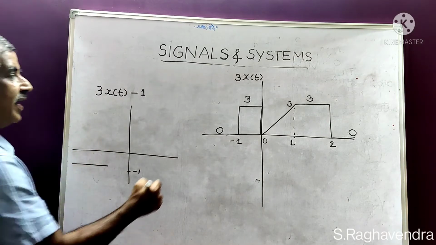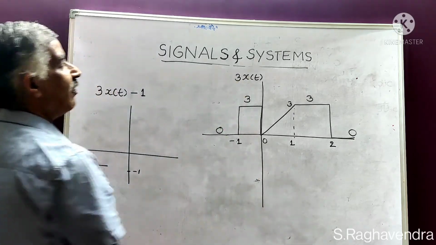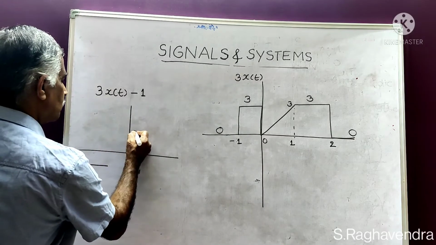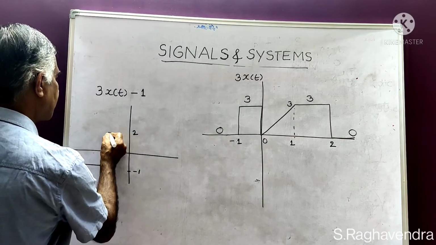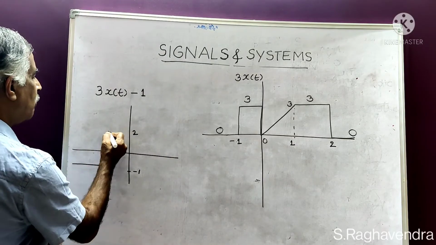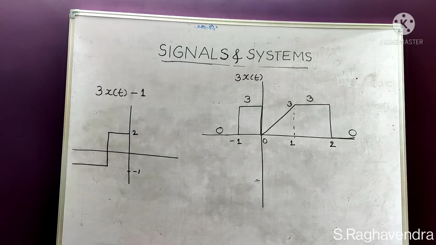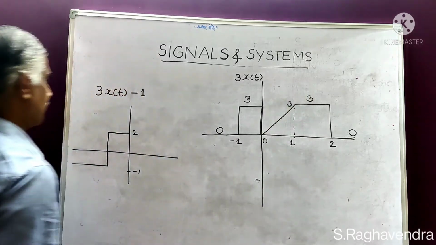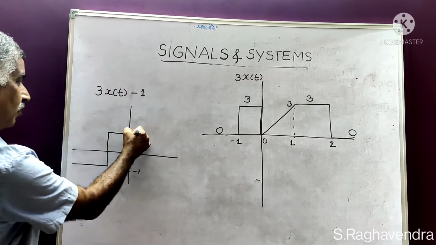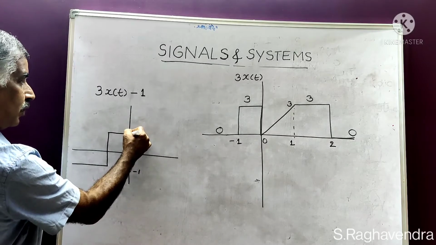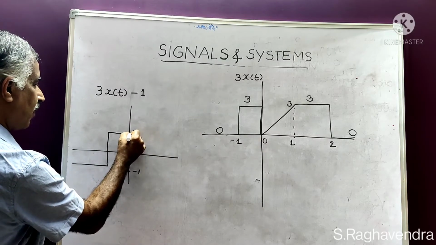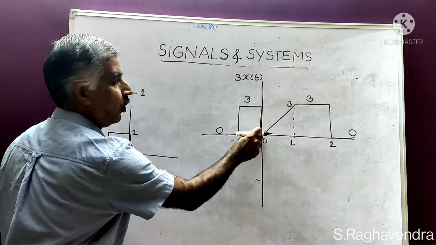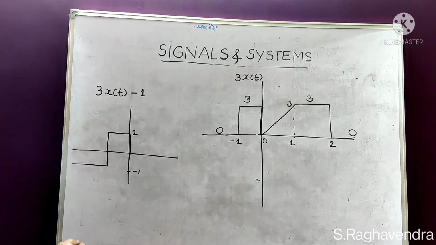Next, it is jumping to a level of 3. Subtract 1 from 3, that means 2. So up to 2 it rises. Then it continues here, and here it was going from 0 to 3. Now it has gone up to 2. Next, it falls from 2 to minus 1, because the value here is 0. 0 minus 1 means minus 1.